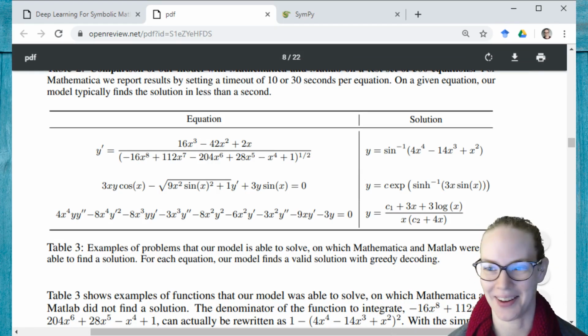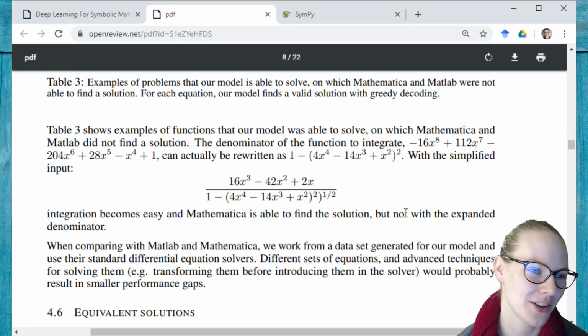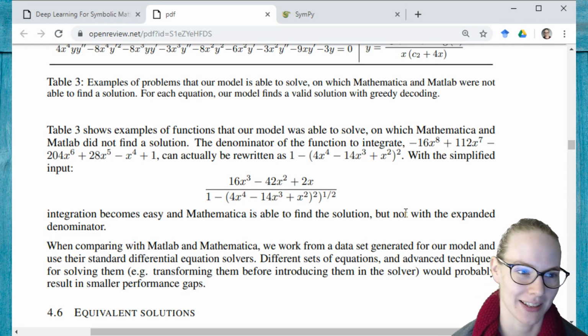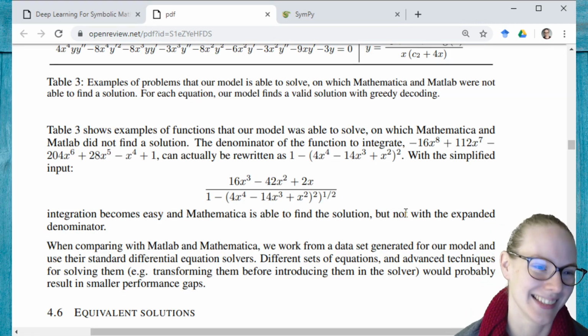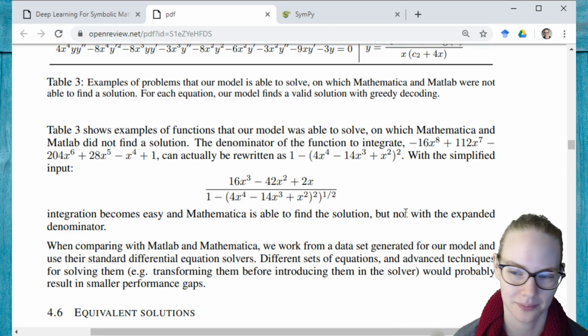There they are. I'm not reading those. All right. Table 3 shows examples of functions that our model was able to solve, on which Mathematica and MATLAB did not find a solution. Thanks. That's just exactly the same as what was in the table text.